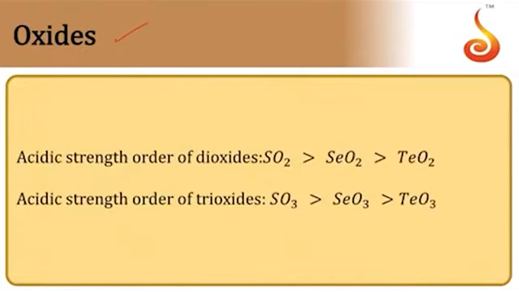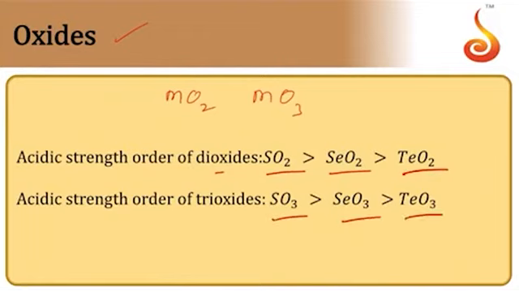Then come the oxides. They form two types of oxides here, dioxides and trioxides. We can take them as MO2 and MO3 type oxides. For acidic strength, the dioxides are SO2, SeO2, TeO2, and the trioxides are SO3, SeO3, TeO3. Whenever the oxidation state is the same, the acidic strength depends upon the electronegativity. A highly electronegative element is going to form a stronger acidic oxide. So SO2 is a stronger acidic oxide. Similarly, in trioxides also we see the same trend.